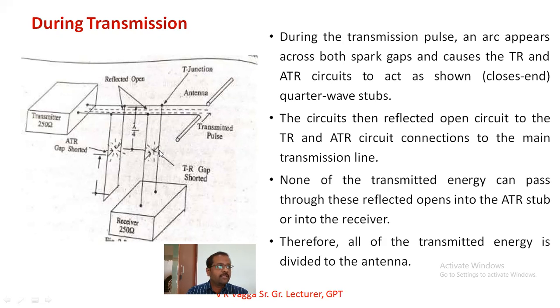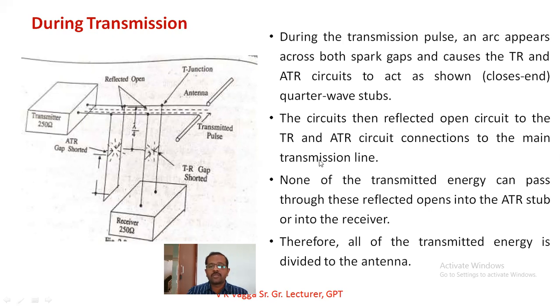ATR. If the arc appears, it is assumed to be an open switch. If it is assumed to be an open switch, the ends are closed. If the ends are closed, the flow of the signal is not going to take place in the ATR and the TR. From the transmitter, the signal is to flow towards the antenna here. So these circuits are reflected as an open circuit to the TR and the ATR circuit.